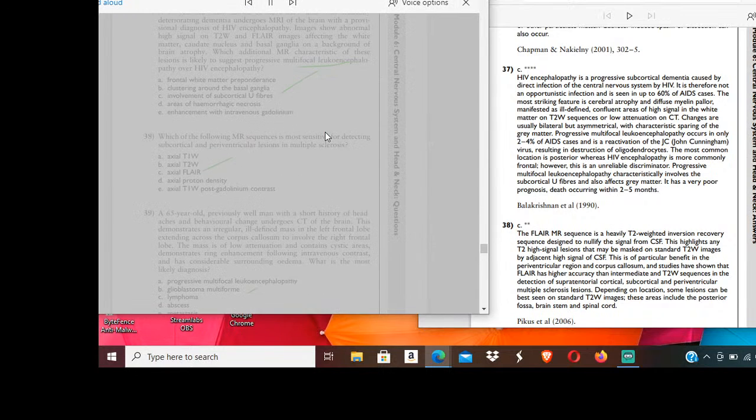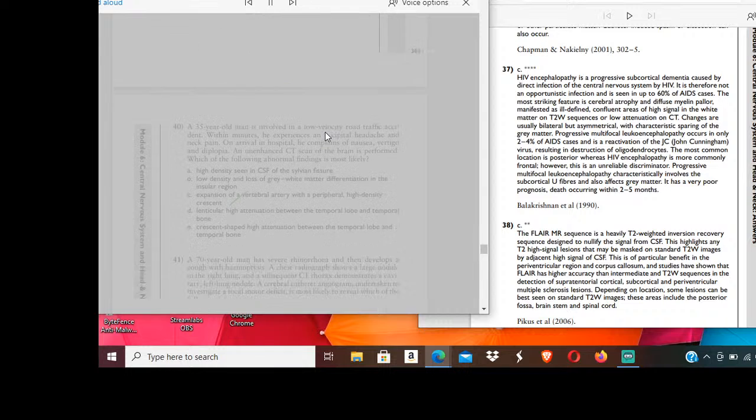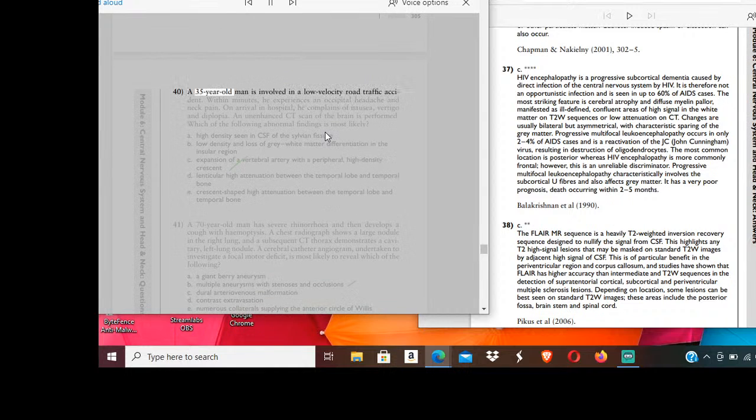Module 6, Central Nervous System and Head and Neck Questions. 40. A 35-year-old man is involved in a low-velocity road traffic accident. Within minutes, he experiences an occipital headache and neck pain. On arrival in hospital, he complains of nausea, vertigo, and diplopia. An unenhanced CT scan of the brain is performed. Which of the following abnormal findings is most likely?